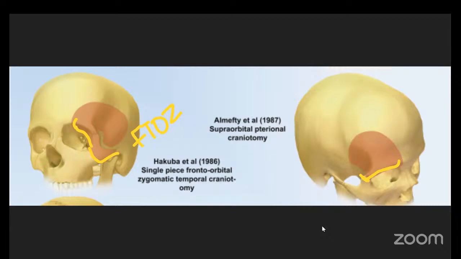FTOZ usually has the benefit of sellar exposure. And if the tumor is invading the sella and you think it would be really difficult with a standard craniotomy, then you can extend it to the FTOZ. Clear this?